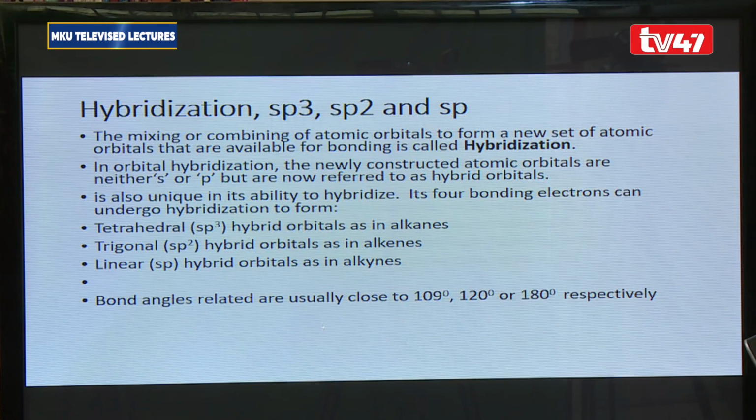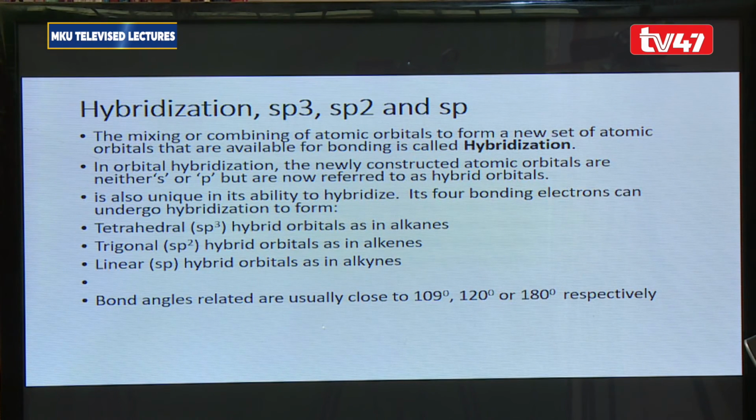When carbon is sp2 hybridized, the resulting molecules are alkenes, the bond angle is 120 degrees, and the structure is trigonal planar. While when we have sp hybrid orbitals, we usually form hydrocarbons of the form of alkynes, the bond angle is 180 degrees, and the molecules are linear.